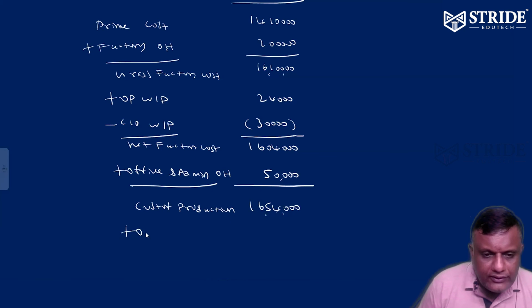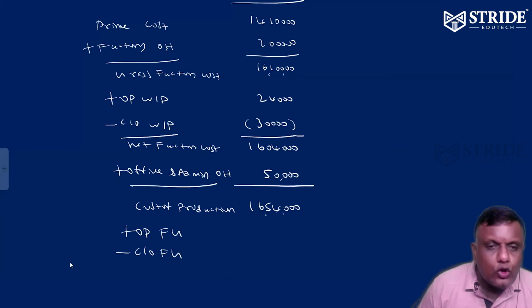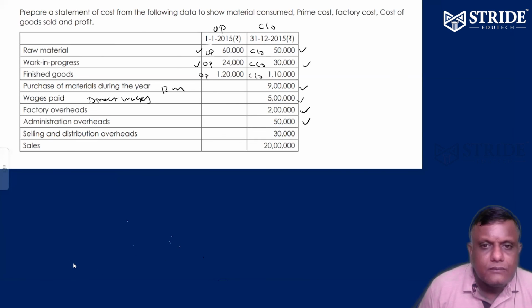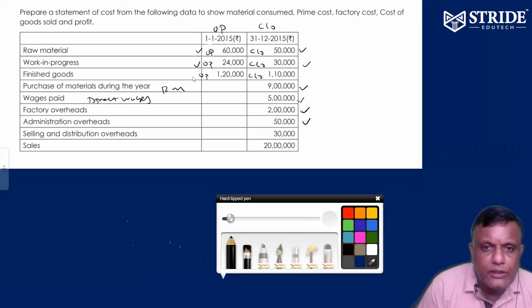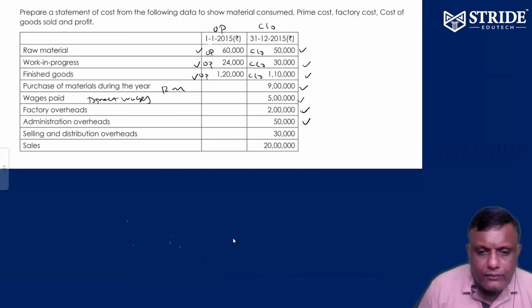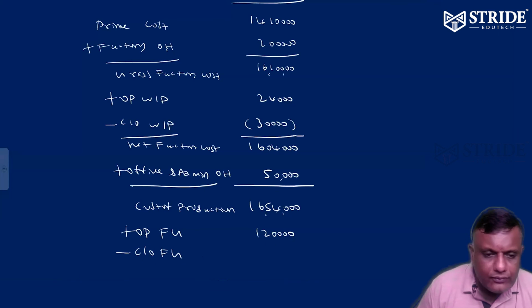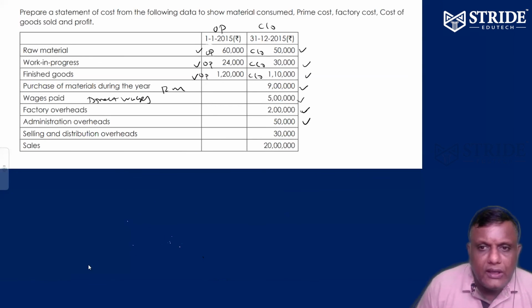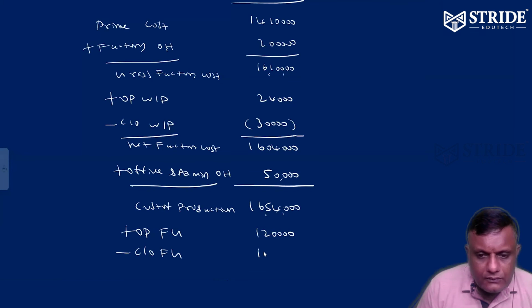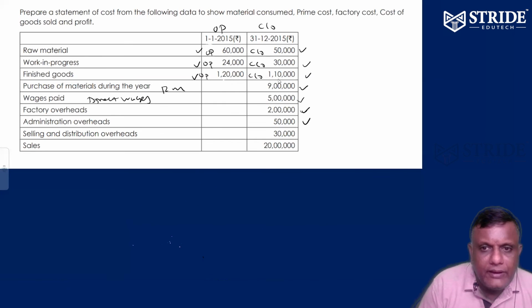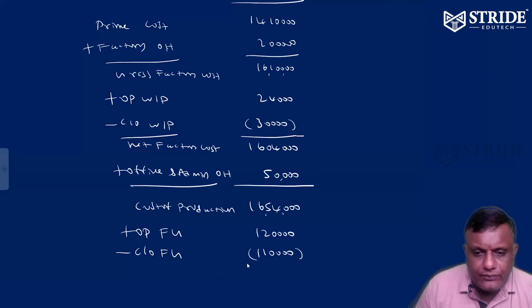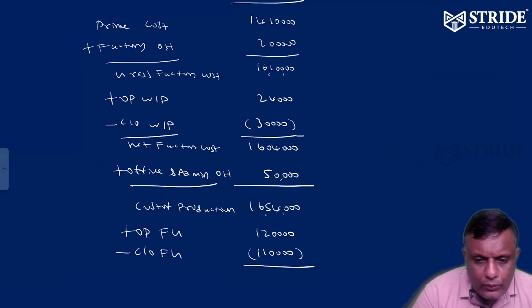That's it. So with this, add opening FG and subtract closing FG. Opening FG is 1,20,000. Closing FG is 1,10,000. That's it. We do cost of production plus opening FG minus closing FG.